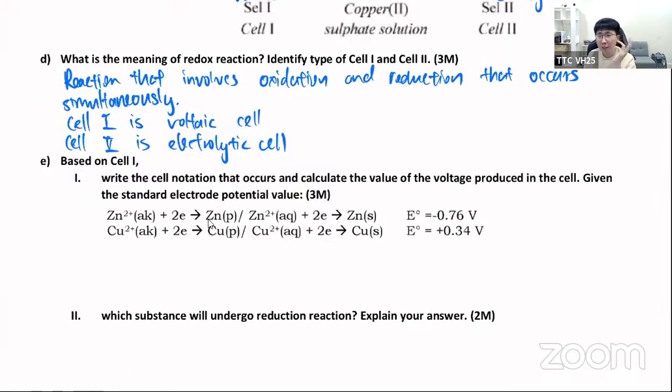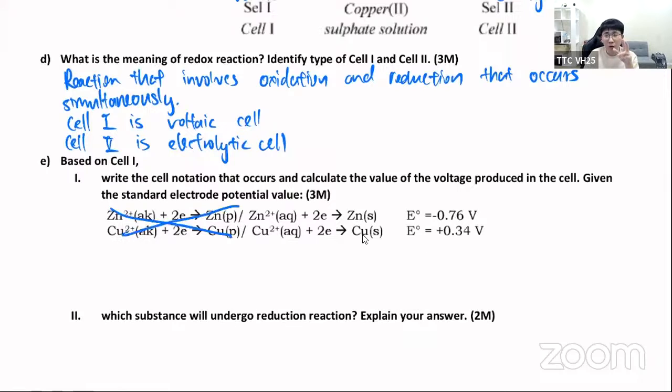Then moving on, they say write the cell notation and calculate the cell voltage given the standard electrode potential values at the bottom here. So guys, you see the slash is basically the BM version, and after the slash is the English version. Don't get confused. You see AK and P, because the SVM is supposed to be dual language. So we only look at the English version, the AQ and the S. AK is aqueous, P is solid. So we only look at the first one, and the second one we just ignore.